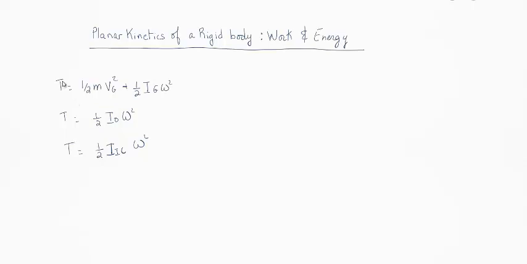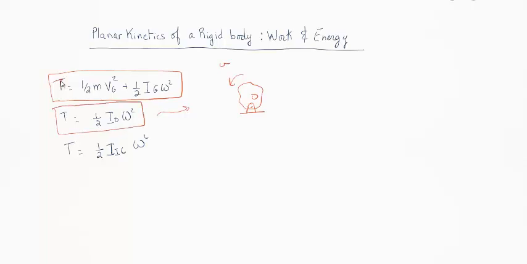So let's get started. T, if you remember from before, was only 1/2 mv squared. Now we have this extra term over here, which is 1/2 Ig omega squared. This is the general equation. Now let's say we have a body rotating about a fixed point O, with rotation omega. T is simply 1/2 Io omega squared. And for a general motion, T is 1/2 Iic omega squared. Notice here O is actually the same as the instantaneous center because Vo is 0.